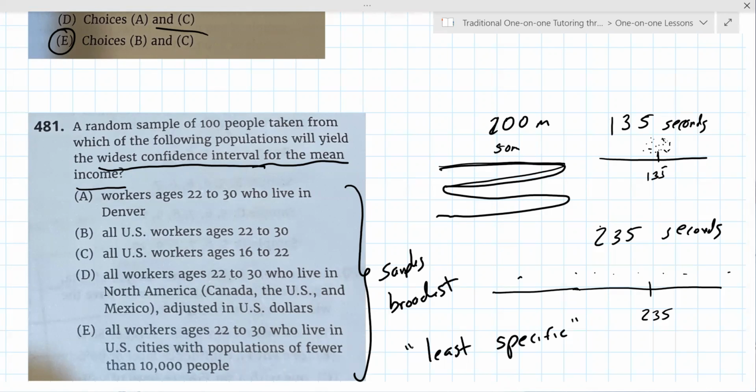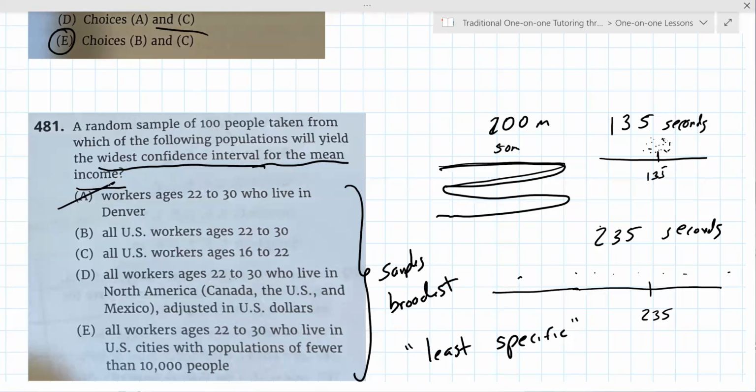I'm not saying it's easy. I think this is actually pretty hard to do. I'm not even sure I could tell you the right answer, but I think there's a few we could say are not. Like A is out. A is very specific. They're workers in Denver. I would say B or C.